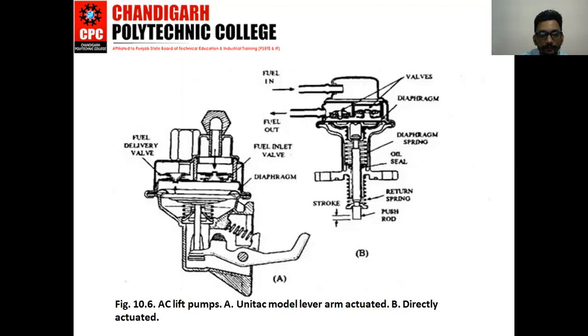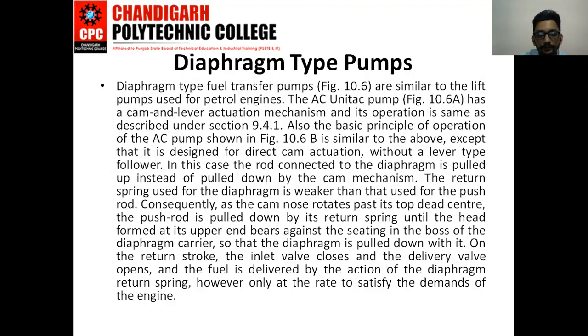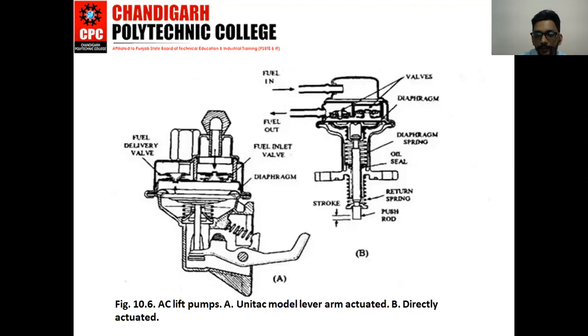This is the diagram of the diaphragm type pump, the AC Unitech pump, and the second part is a similar diaphragm type pump. The delivery valve is there, and the inlet valve is there. Fuel supply enters from the fuel inlet valve. After that, the lever pumps up and the diaphragm delivers. After that, the fuel exits through the delivery valve into the engine.